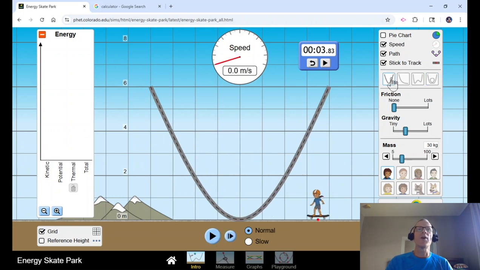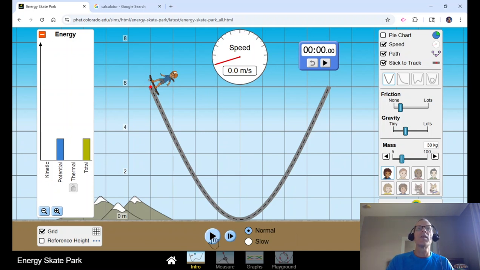Let's go back to this track, and now let's add a little bit of friction. And there's no quantitative value here. We'll put her at the top. And now tell me what will change with friction on the track. Right now, the potential bar is the same height as the total bar and the same height as it was when we had no friction. She hasn't gone yet, so we can't say anything about the speed.